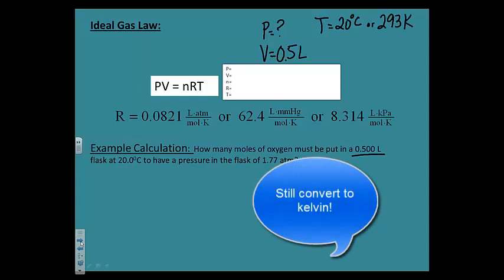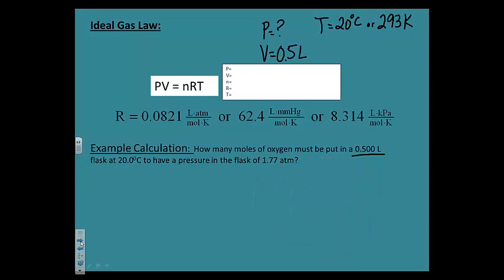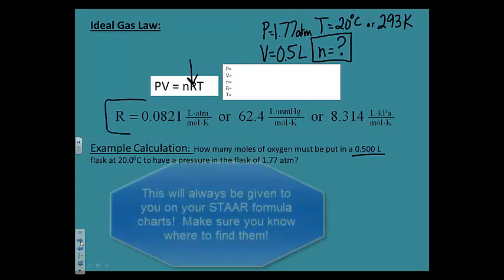Okay, so I've got P, I've got V, I've got T. N is actually what I'm looking for. P is given to me in my problem, 1.7 atmospheres. You're told that it has a pressure of 1.7 atmospheres, and N is what I'm looking for. So I'm looking for how many moles of gas I would need in order to have that pressure. So I'm given pressure, volume, and temperature, and I'm looking for N. This value right here, R, is the ideal gas constant, and it is always given to you.